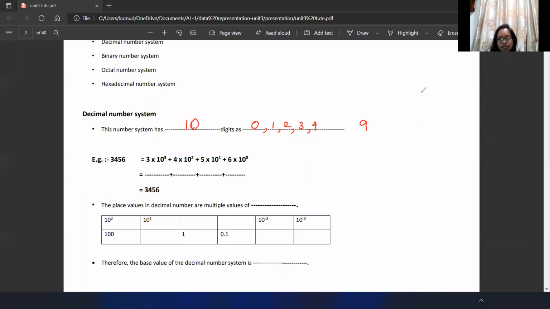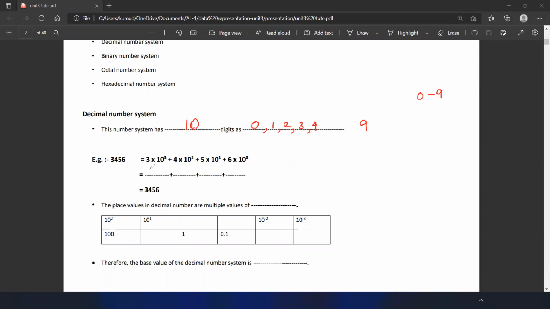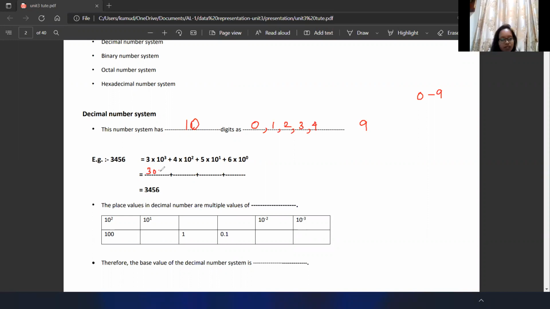Don't put it like 0 to 9. Don't do that, okay? Put comma separated values up to 9. Then just simplify this particular expanded number. What about 3 into 10 to the power 3? 3000. Just fill it out. Right now here you can see that 10 to the power 3 means the place value of this particular 3, right?